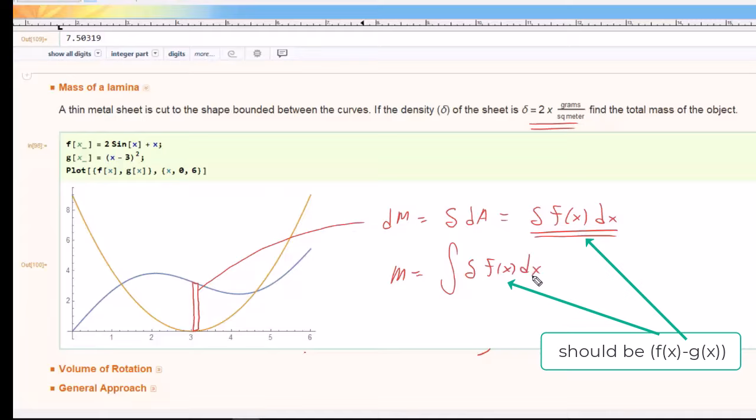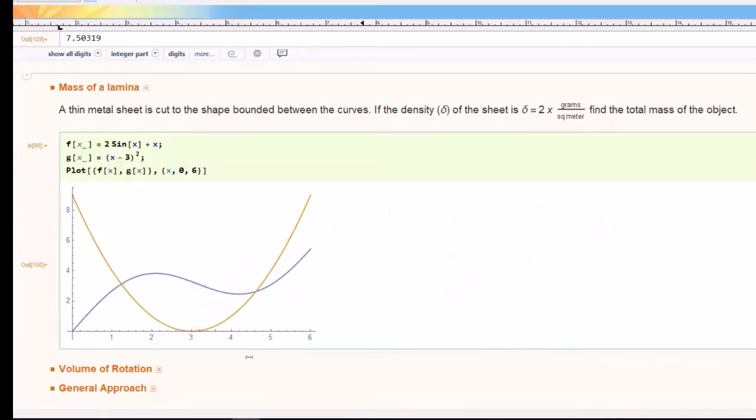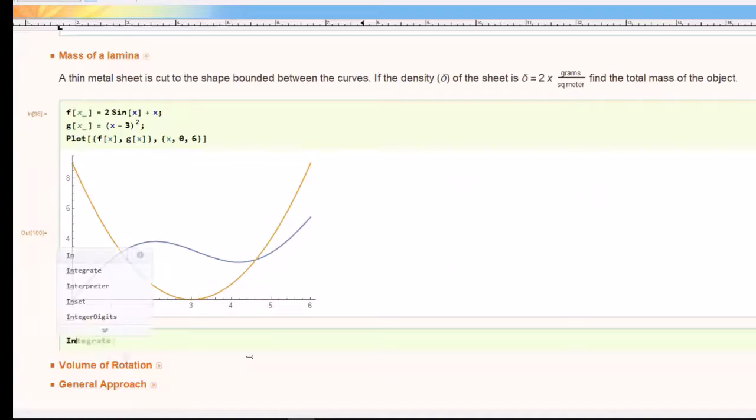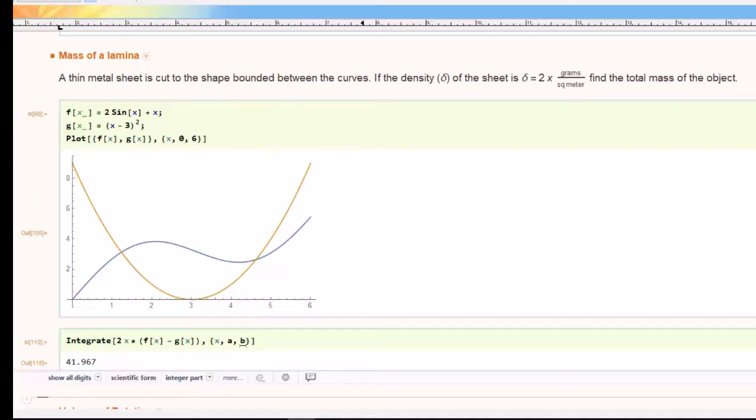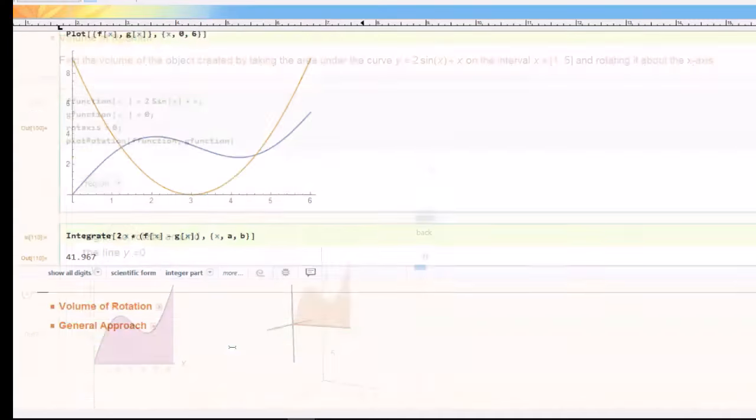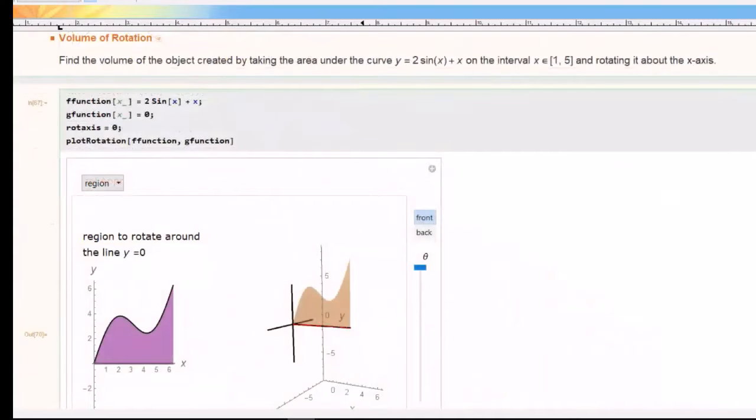Now we can calculate this value in Mathematica. So now I'm going to integrate my density function times the height, which in this case is my f of x minus g of x, just like we had before. And I'm integrating that from x goes from A to B. And so now I have a value for the total mass of this thin metal sheet. One more application. This application is the volume of rotation.